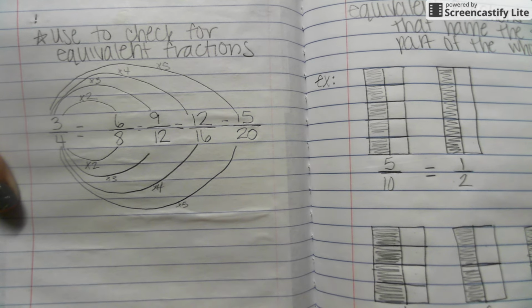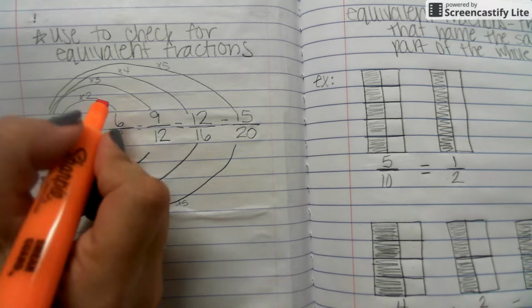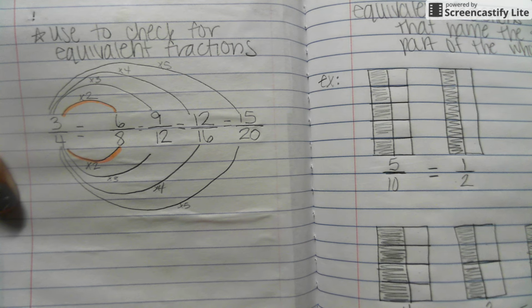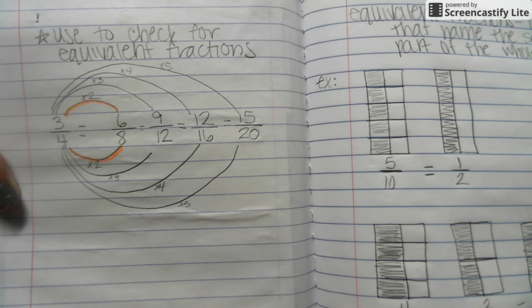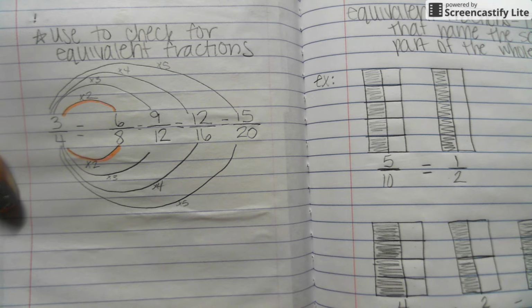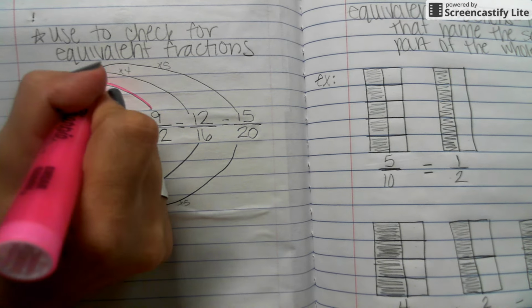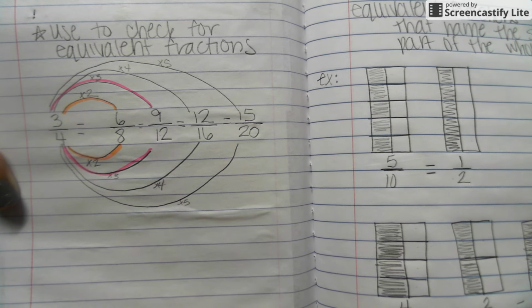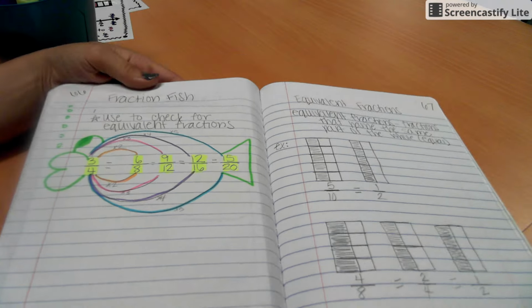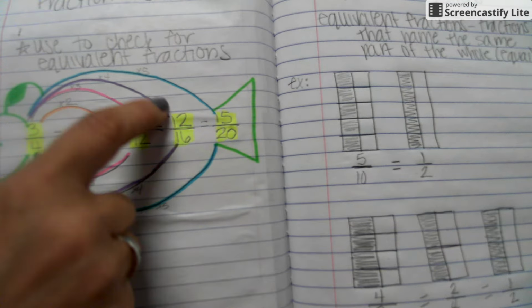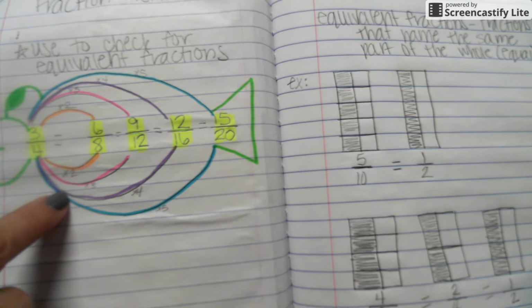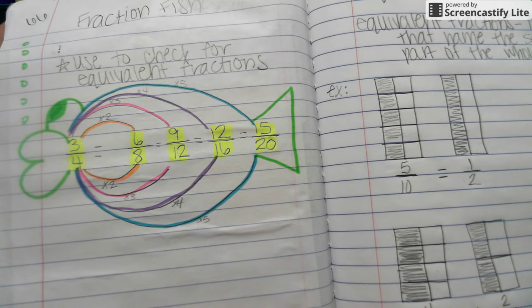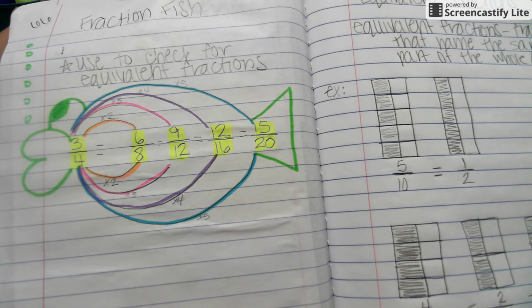I'm going to take my highlighter and I'm going to do my 2's so that I can see them better with one color. And then I'm going to keep using different colors. And I'm going to keep going, and then I'm going to show you what it looks like. All right, so I kept matching up my numerators and denominators with the different colors. Then I highlighted all my equivalent fractions, and then there's my fraction fish. So go ahead and pause and do yours now.